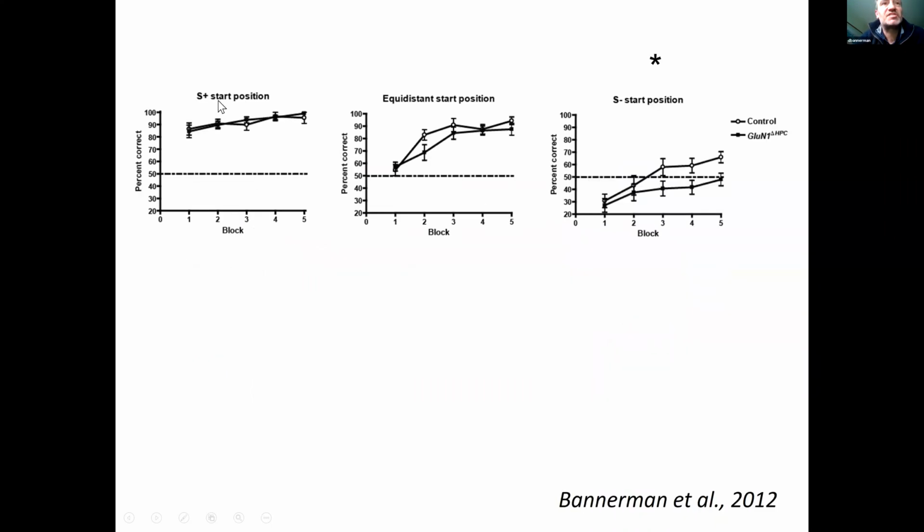You can see that on S+ starts, they all do really well. When they start halfway between, there's a small reduction, but statistically, there's no difference between the two genotypes. Whereas on the S- start position, so when they start close to the decoy, both groups do really badly to start with, but then the knockouts are much slower to learn to inhibit that response to swim to the first black football that they see.